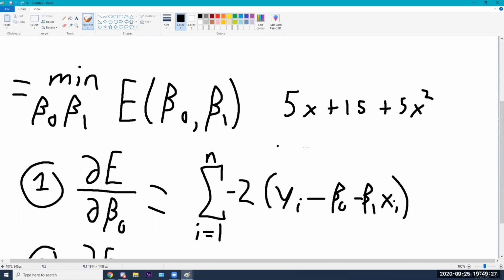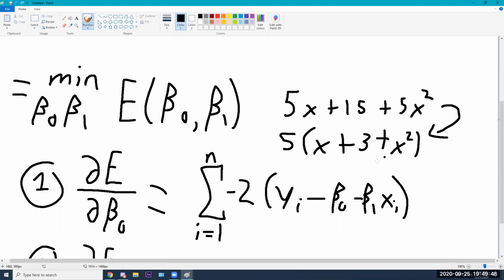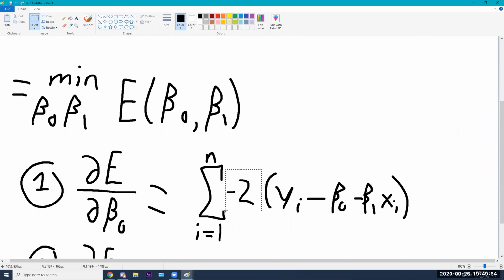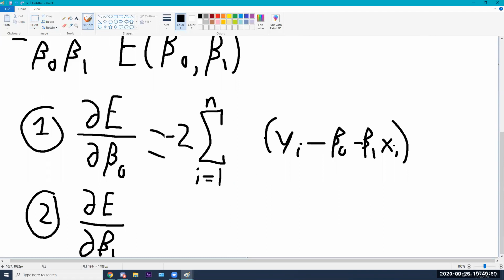And so what we're doing here is we're undistributing it. We're saying, if everything is a multiple of -2, then we might as well put the -2 on the outside and divide everything by -2. So plus 3 plus x squared. So we're essentially going from this to this, and that's what we're doing when we put the -2 on the outside. And so that's why it's mathematically equivalent. And so now we have this expression for the partial derivative with respect to beta naught.